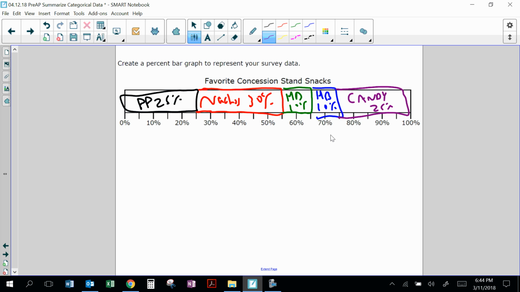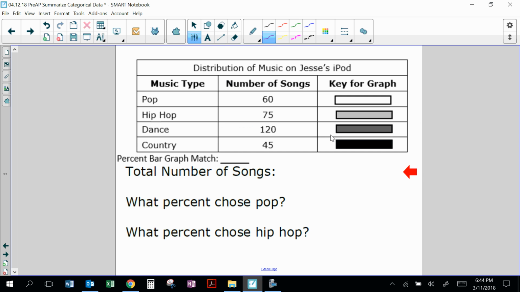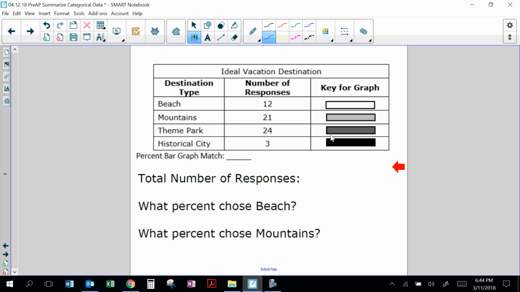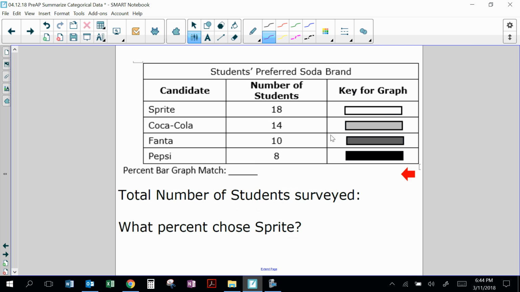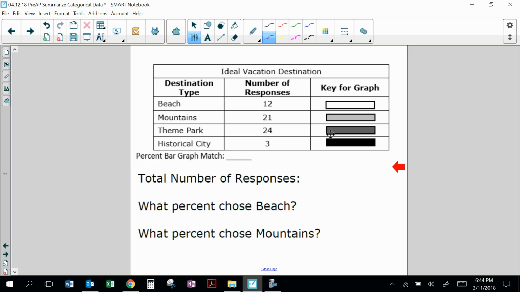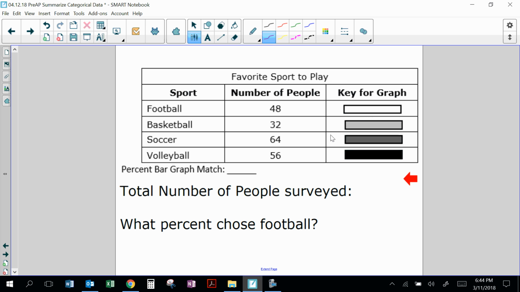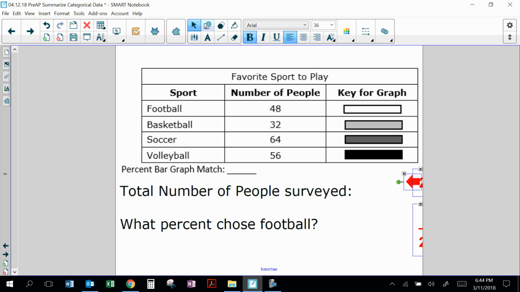So now that we understand percent bars a little more, you're going to be given some tables. Can you match it to one of these percent bars? For example, in this survey, they asked people, what's your favorite sport? It was football, basketball, soccer, and volleyball. So it's 48 people, 38 people, 32 people, 64 people, and 56 people. If I add them all up, I believe it adds up to 200.